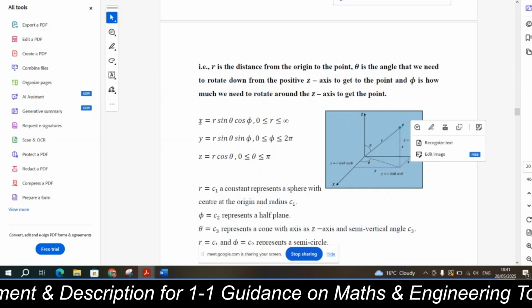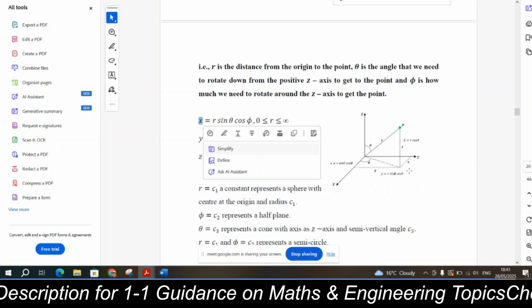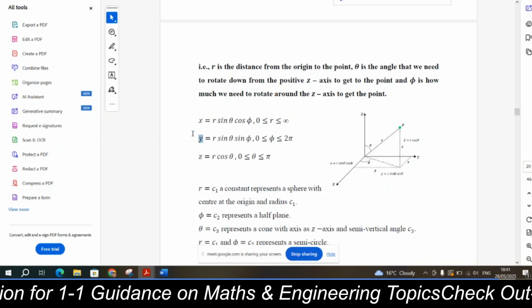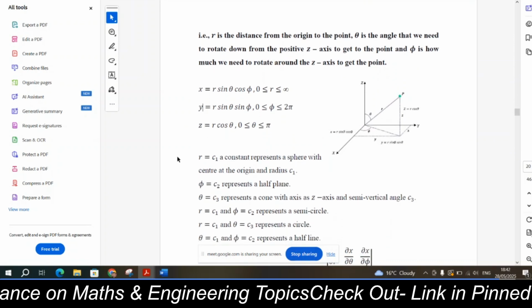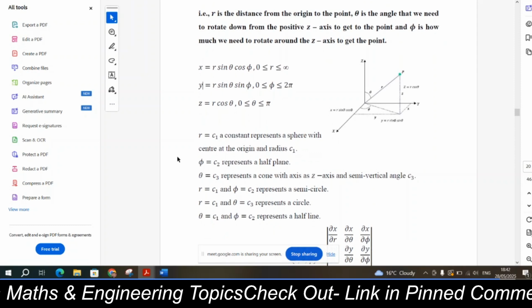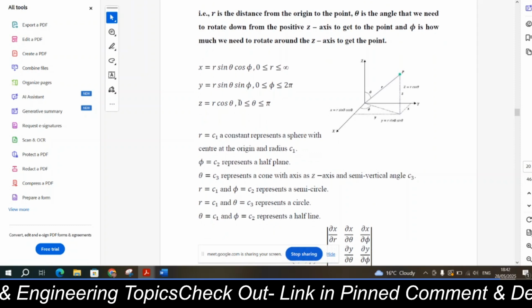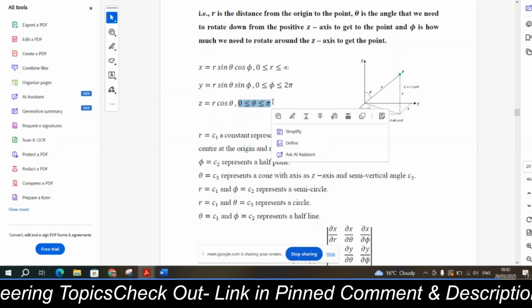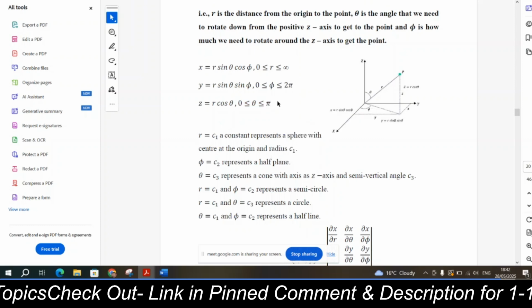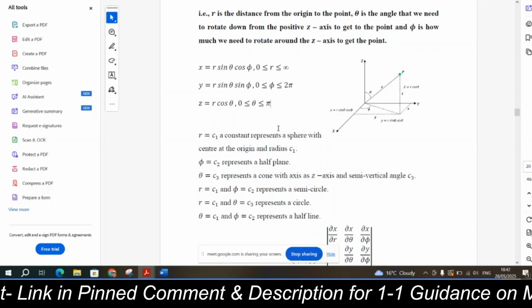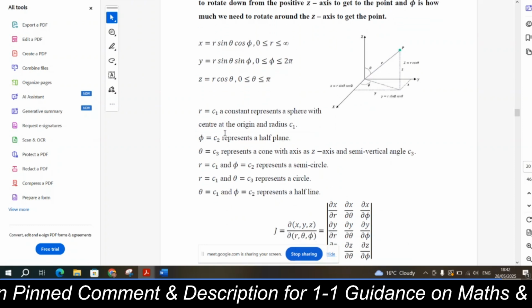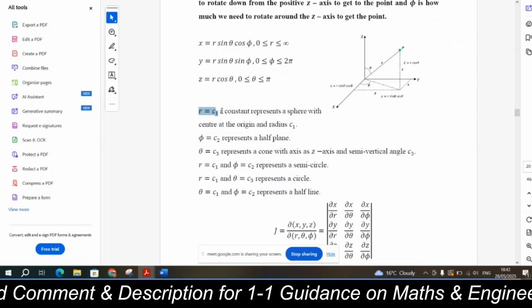Now the projection of this line is actually r sine theta, and from this projection you can get the x and y coordinates. So r sine theta cos phi becomes your variable x, and r sine theta sine phi becomes your variable y. Is that clear?